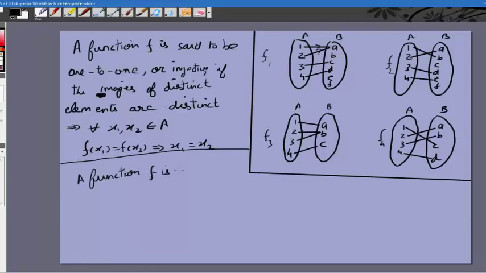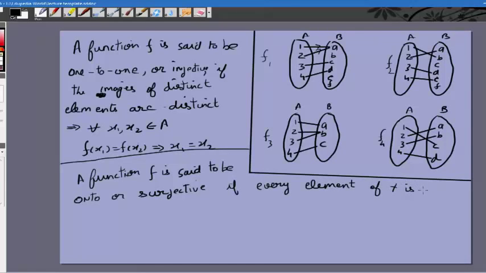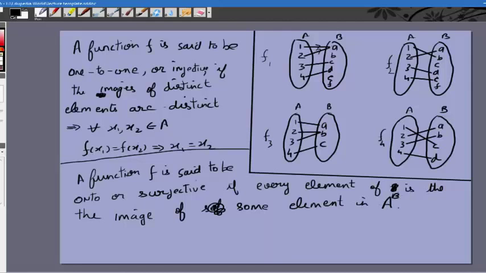f is said to be onto, O-N-T-O, or surjective is the other word used, if every element of B in this case rather is the image of some element in A. So this has to do with the sets A and B as well.